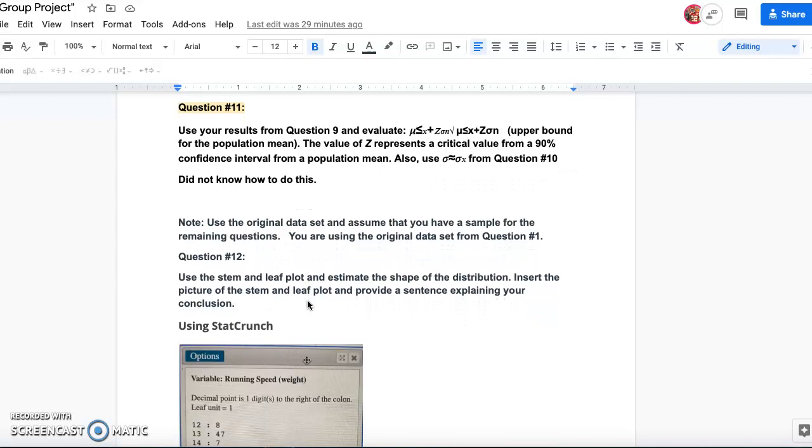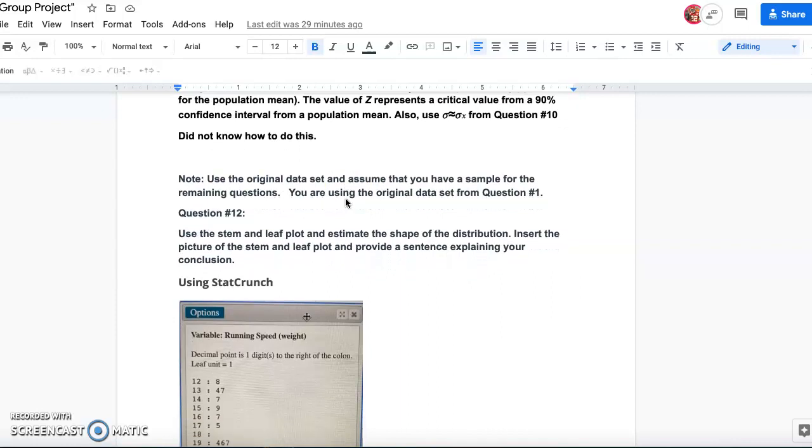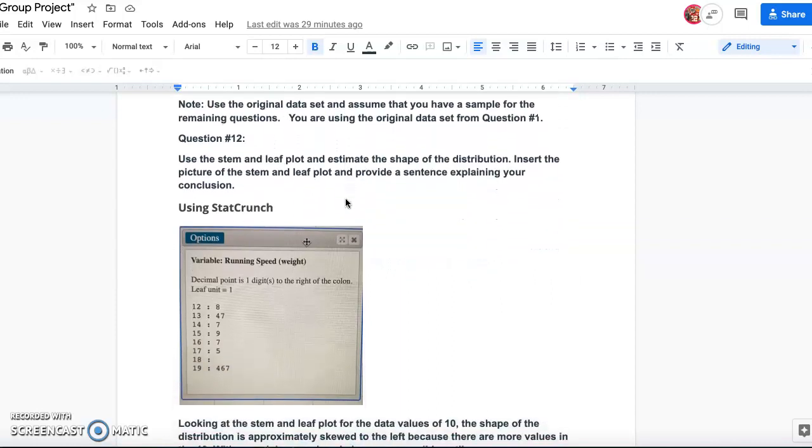So for question 11, I didn't really know how to do it, so I'm going to leave it blank and move on to 12. And for question 12, I did use the original dataset from question 1.